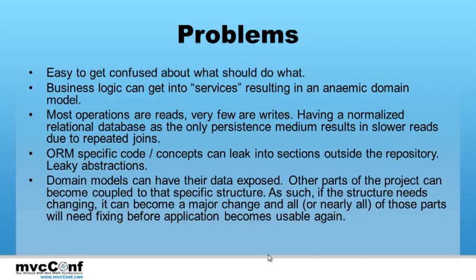Most operations are reads in the majority of applications, and the writes are quite few. Having a normalized relational database as the only persistence medium results in slower reads due to repeated joins. The relational integrity of a relational database only comes into effect during updates, creates, or deletes. When simply querying data, the relational integrity is useless. We already covered this before.